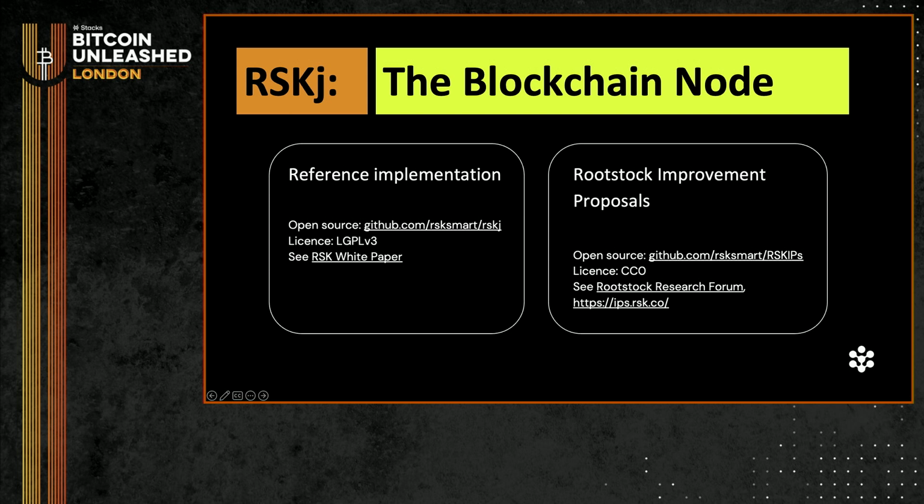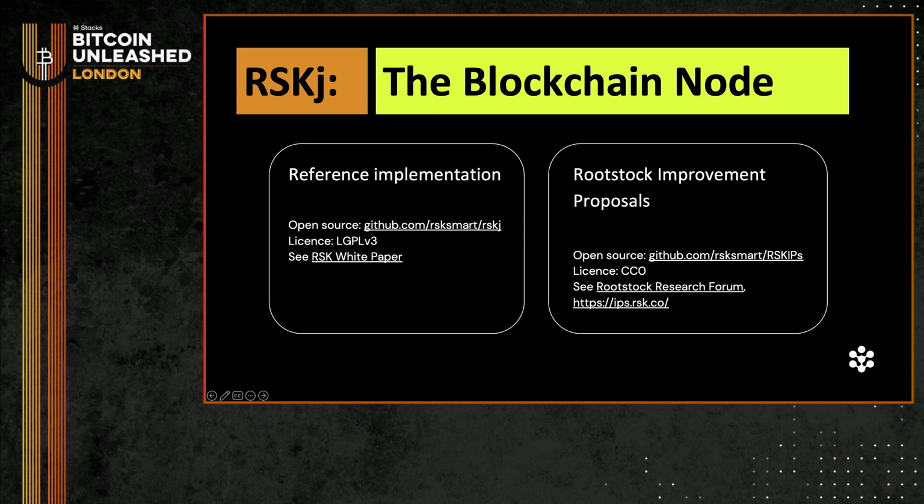Our main component is the node, the reference node. It's called RSKJ. It's short for Rootstock Java. It was originally forked from EthereumJ a long time ago. This is a blockchain that started running on mainnet in January 2018. And it's open source. You can collaborate through pull requests.